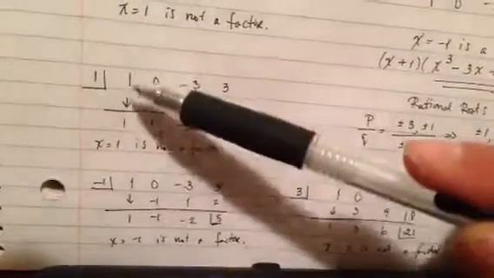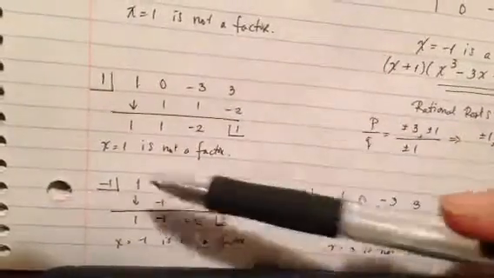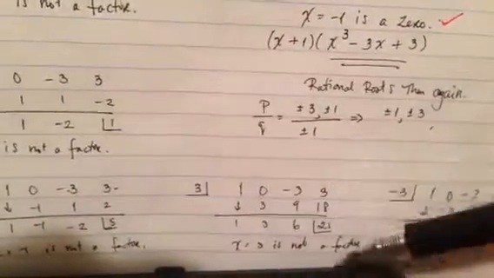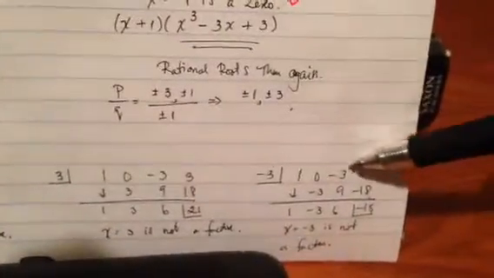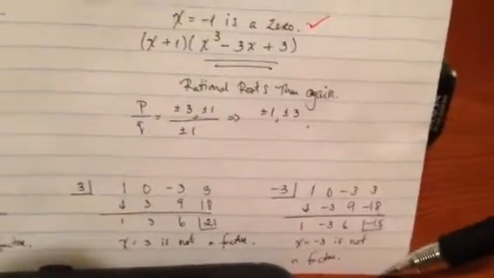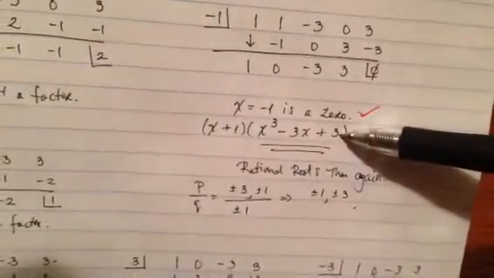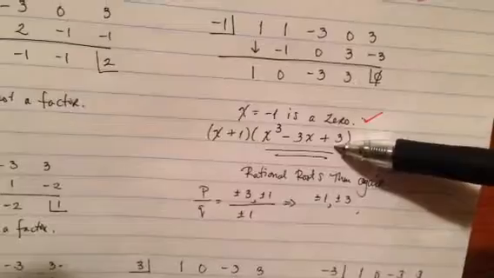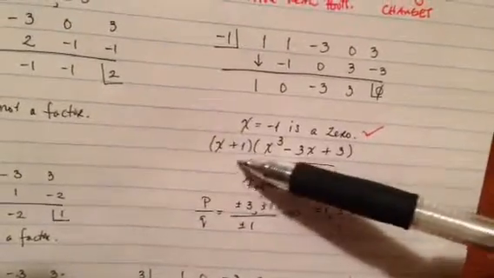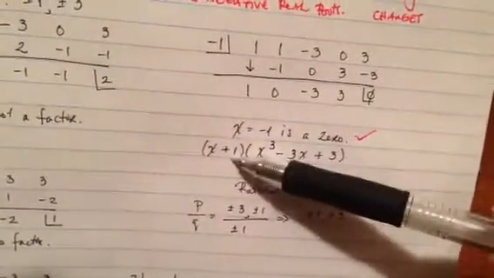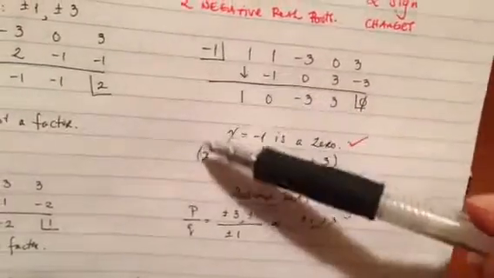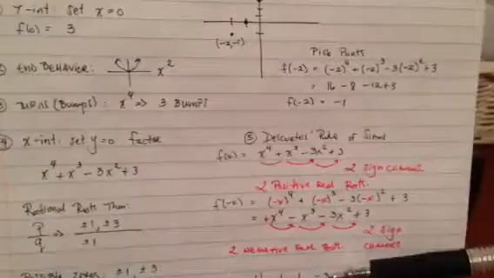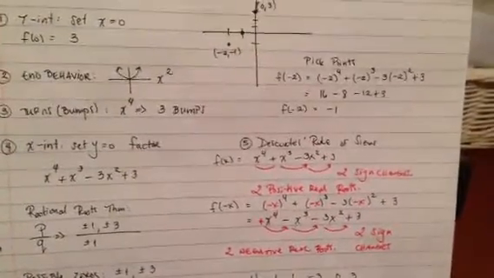And as you can see, I tried positive 1, didn't work. Negative 1, didn't work. I tried positive 3, didn't work. I tried negative 3, didn't work. I couldn't factor this guy. Why? Well, because it's going to end up being a decimal. So the only one real x-intercept that I was able to get is this guy right here at x equals negative 1.